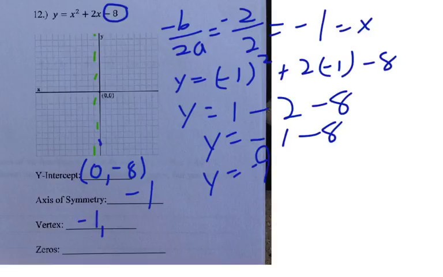So that would be -1 comma -9 for my vertex. So I go left 1, down 9. And it's going to be somewhere around there.